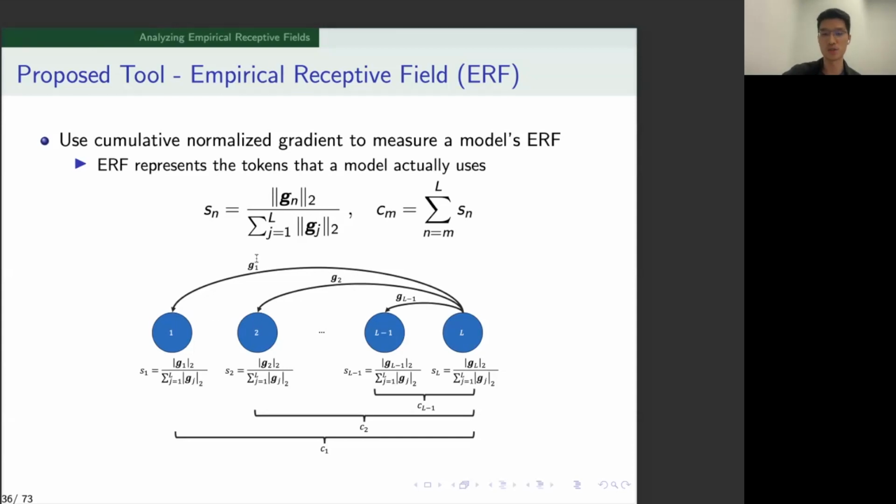And here, I just try to mathematically write it down. We have L tokens here. And when the model is predicting the L-th token, it computes all the gradient vectors contributed by all the previous tokens from 1 to L minus 1. We take the L2 norm of the gradient vector, so now it becomes a scalar at each position. I call it S1, S2, all the way to S(L minus 1). And I normalize it by summing up all the gradient scalars. And then finally, I compute the cumulative value of that. So this is a little bit convoluted.